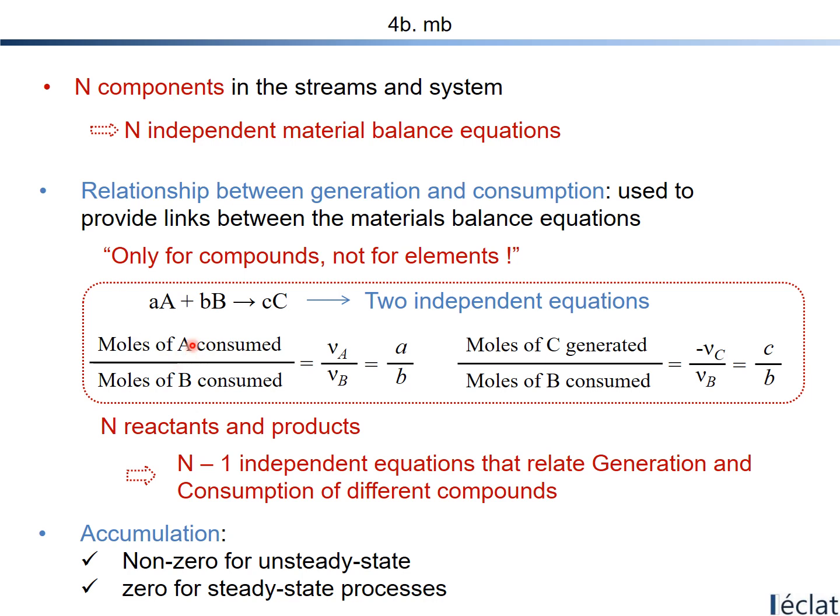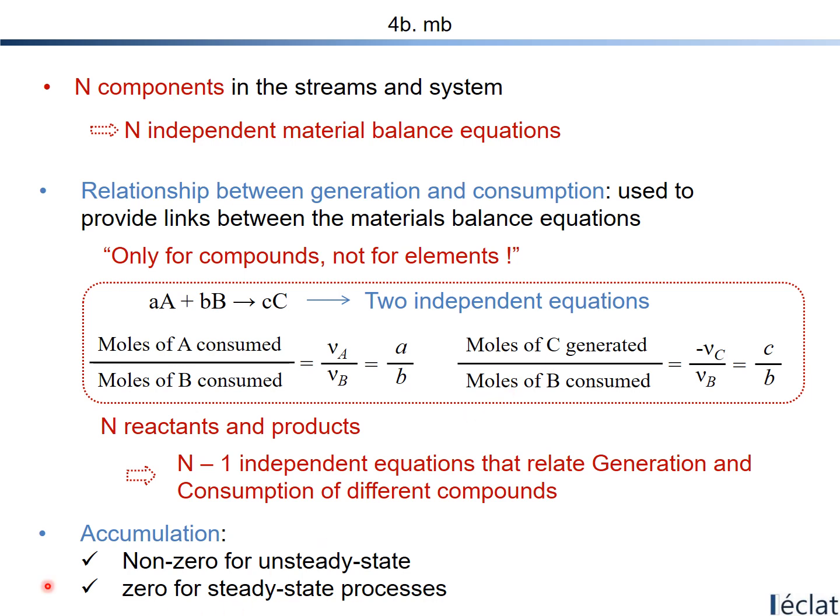The first one: the amount of A consumed per the amount of B consumed is equal to the stoichiometric coefficient of A per the stoichiometric coefficient of B, with some absolute value. That is the first equation, right? And then let's go to the other one. The second one relates the product and reactant, while the first one was relating two different reactants. Here, moles of C generated per moles of B consumed is equal to the stoichiometric coefficient of C per the stoichiometric coefficient of B. So this is the second equation.